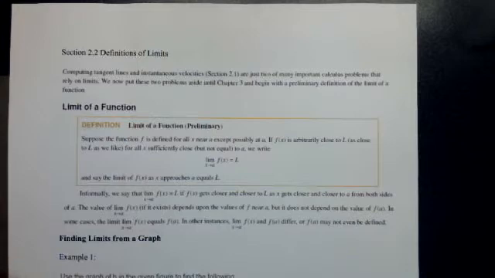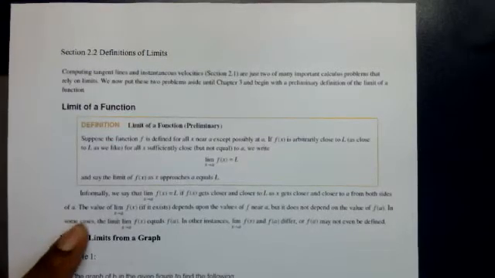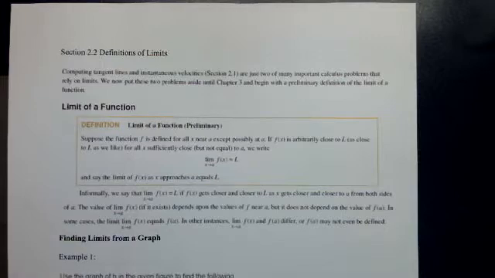We say that informally if f of x gets closer and closer to L as x gets closer and closer to a from both sides of a. That's from the left of a and from the right of a. And we're going to talk about one-sided limits a little bit later in this video.